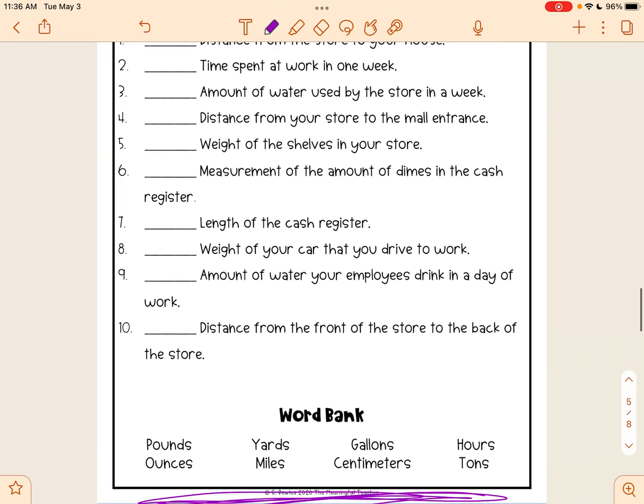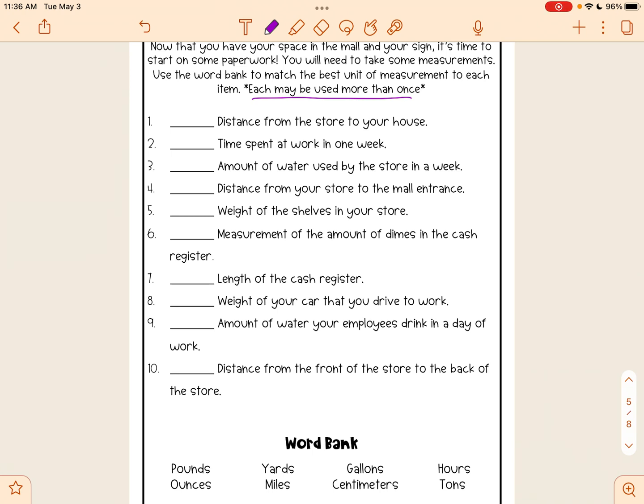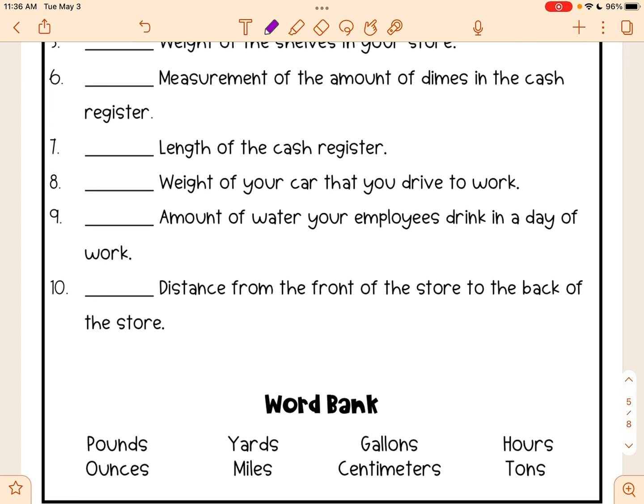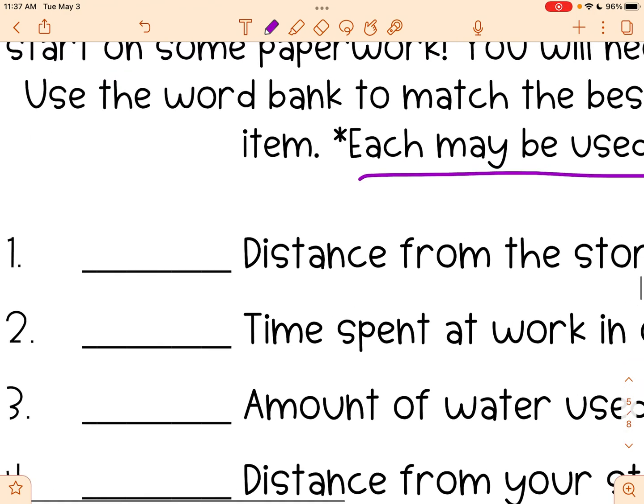So if we take a look, these are our word banks. Pounds, ounces, yards, miles, gallons, centimeters, hours, and tons. So I'm going to do one with you. Taking a look at number 1, we have the distance from the store to your house. Well, when we're talking distance between 2 places, which one are we going to be talking about? Obviously not pounds or ounces. Definitely not gallons or hours. Tons is all about weight. We're going to be talking about yards, miles, or centimeters. You're right, we're going to be talking about miles, so that's what you write for number 1.